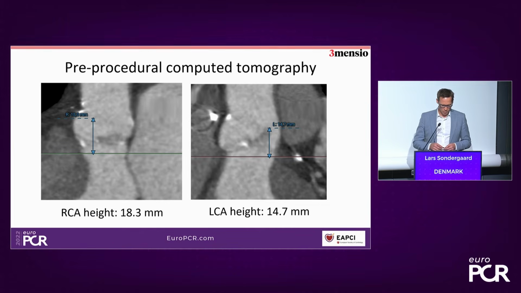The coronary heights, the right is 18, the left is 14.7. So generous sinuses and high coronary heights really suggest that the risk of coronary occlusion in this patient is quite low. And we don't see extensive calcium running down in these images down into the LVOT.